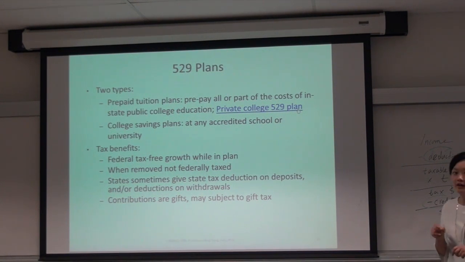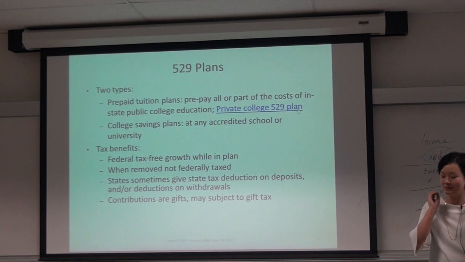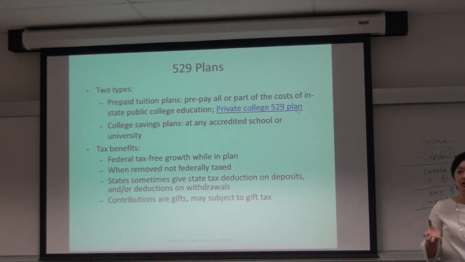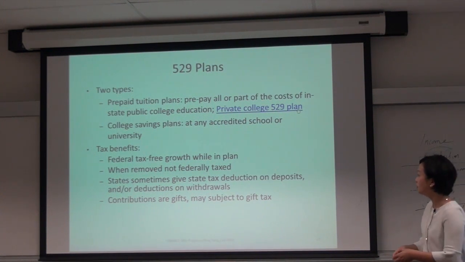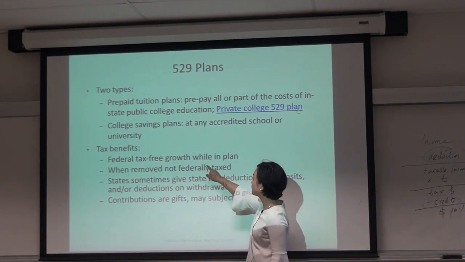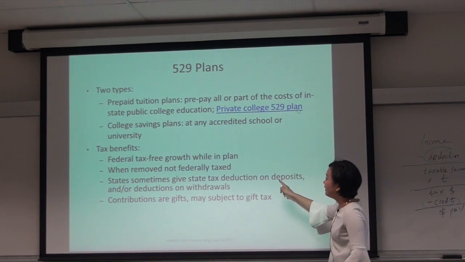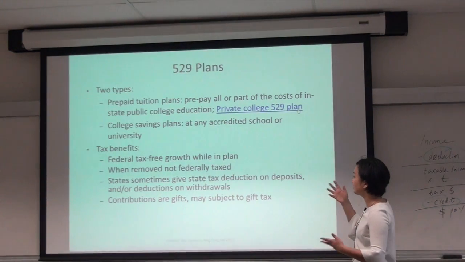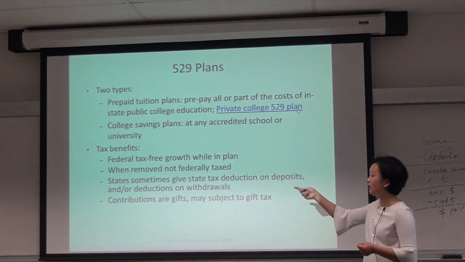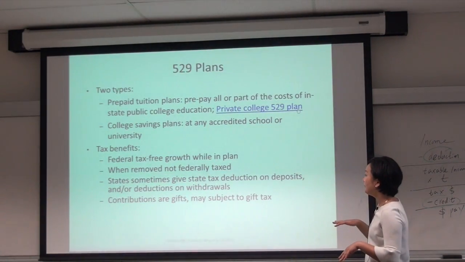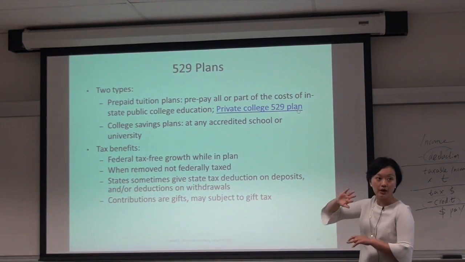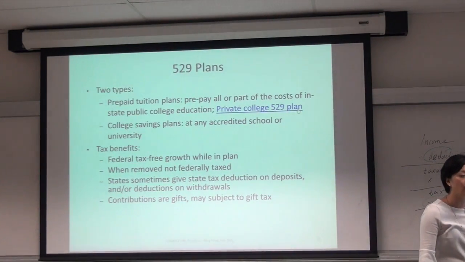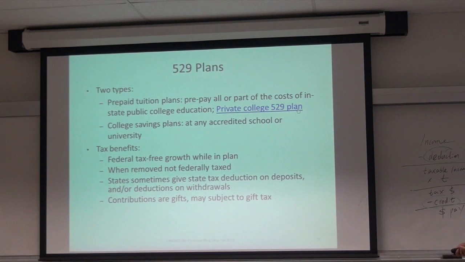And with college saving plans, you have more flexibility. It's just accounts. It's like a 401k account, okay? You save for the purpose of education. So it's going to grow tax-free when the money is in the plan, and when you withdraw the money, it's tax-free. Depending on the state, some give a state tax deduction on deposits or on withdrawals. It depends on the states, okay? But you can go to any school. You can use it for any qualified education expenses, okay?